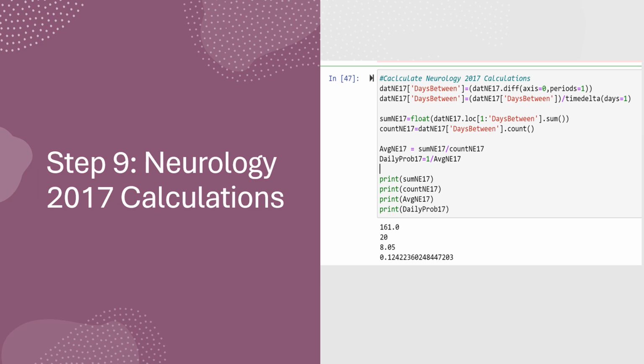I just did the same thing, but for the 2017 data for neurology. So I made a new column for days between and the difference between the two referrals. Then I changed that column to a float, found the sum, which in this case was 161, found the total count, which was 20. The average was again the sum over the count, which was 8.05. And then the daily probability is 1 over the average, which is 0.124.